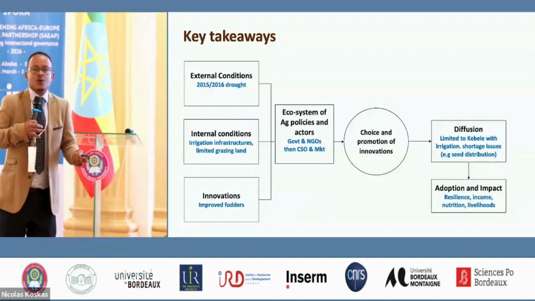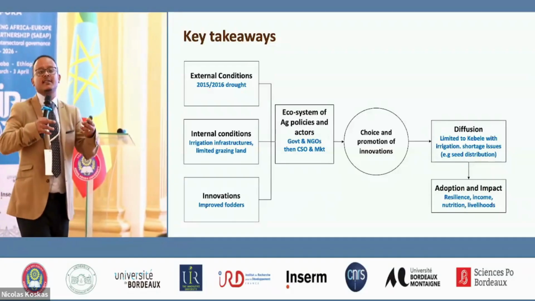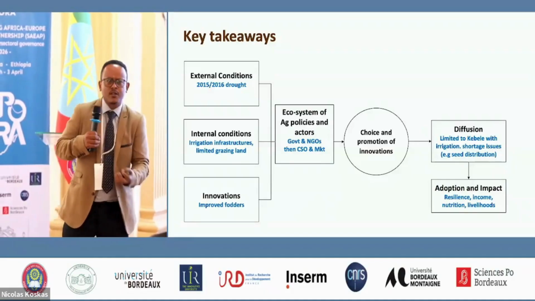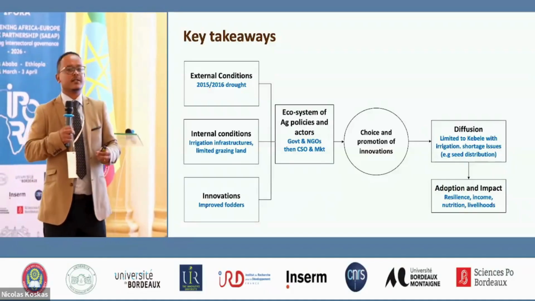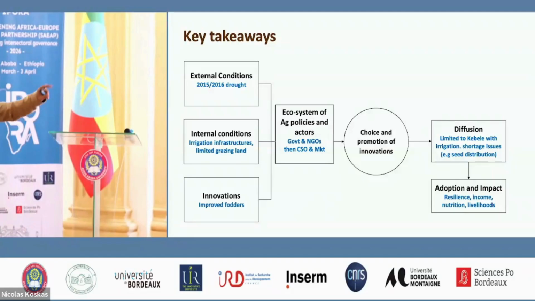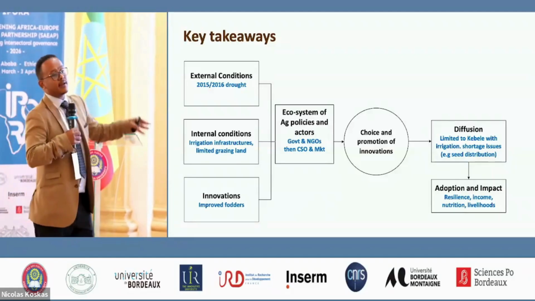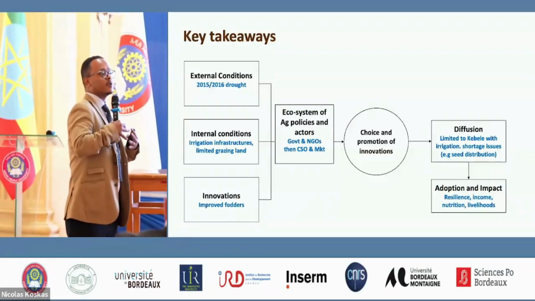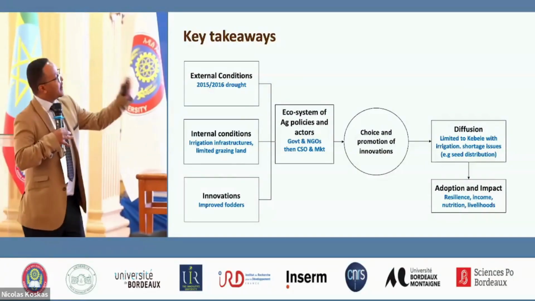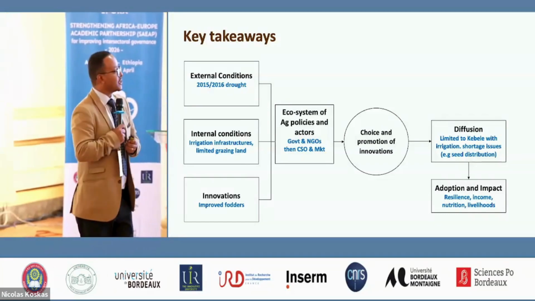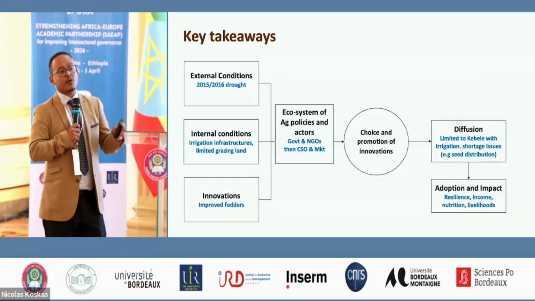But then you also need innovations, so the stock take that Jeremy showed us: okay, what do we have in our drawers? What is there? How can we use it? So you need those innovations. And when you have those three, and the right ecosystem and a number of actors involved, then you promote certain innovations that could lead to diffusion and adoption and potentially impact on many fronts.